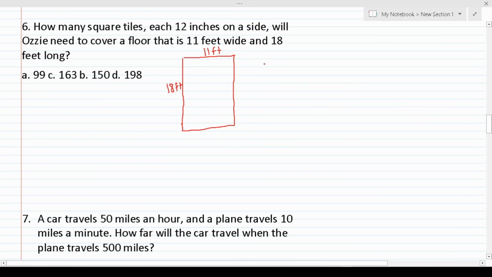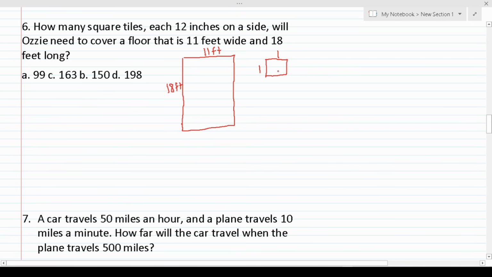In addition, we know each square tile is 12 inches by 12 inches. This is a zoomed in view of the tile. I'm going to convert inches to feet since the area of the floor space is given in feet. There are 12 inches in a foot. Therefore, we know simply that this tile is 1 by 1 in terms of feet.